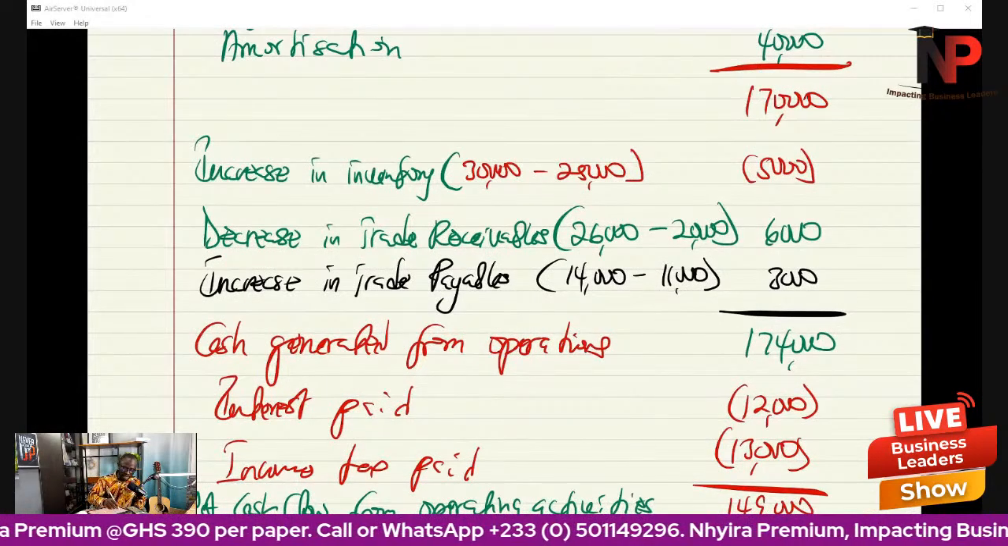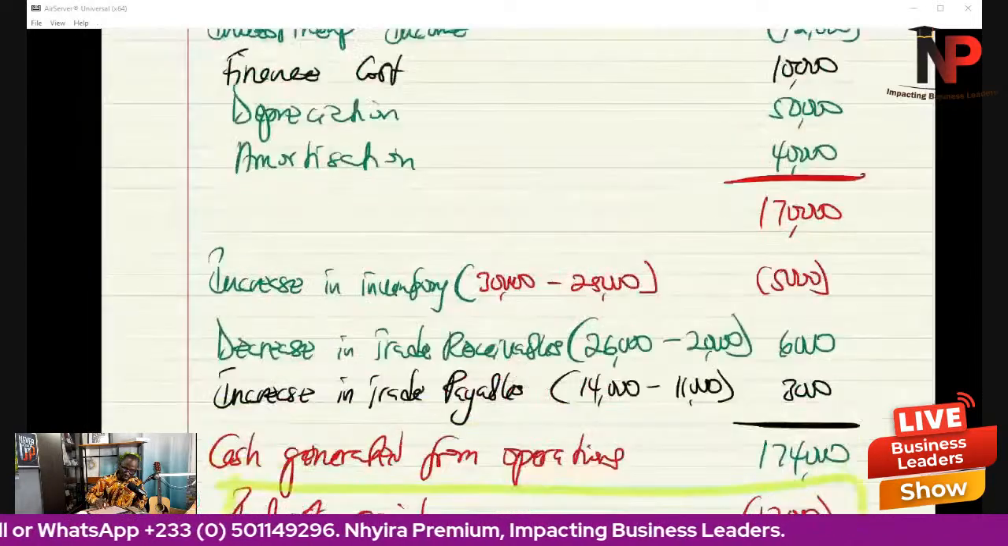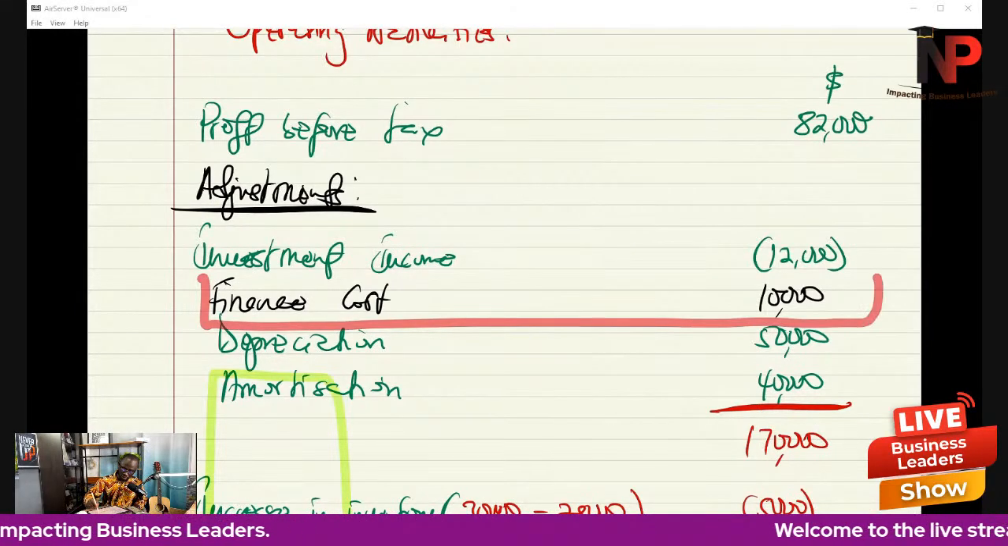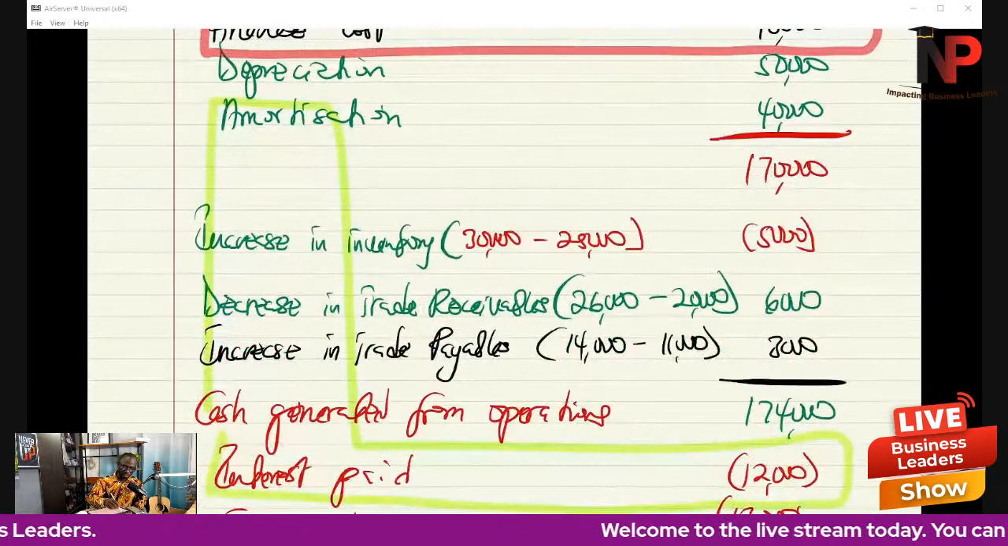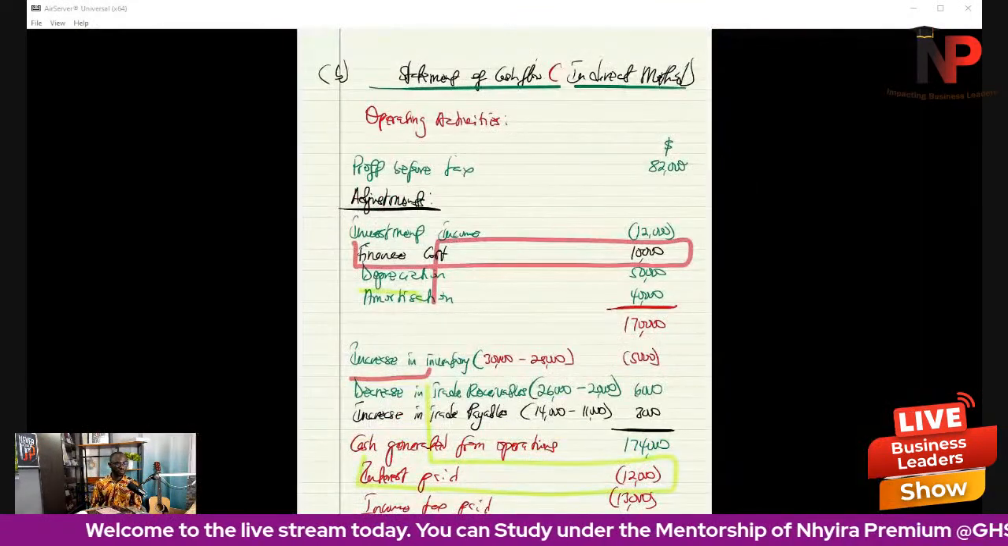And you realize that in this question, the interest paid is 12,000, but the charge for the year, which is the finance cost, was 10,000. You see the thing? So that is how we present the cash flow statement from operating activities.